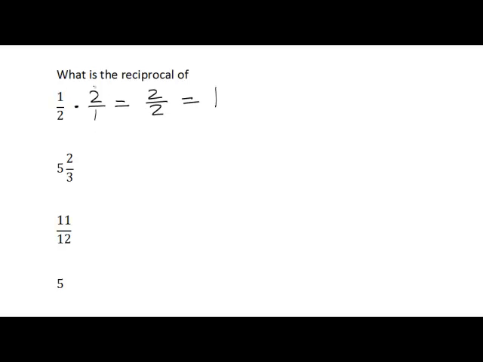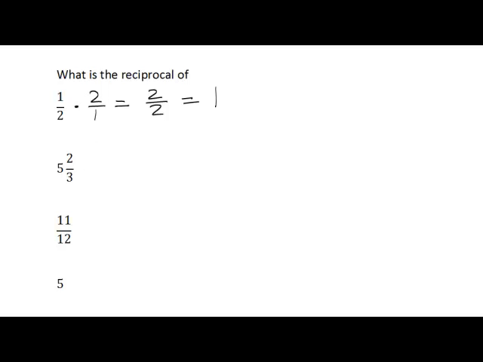But what do we notice about these numbers? 1 over 2 and 2 over 1. When we find the reciprocal, we're actually inverting this, aren't we? We're flipping it over so that my denominator becomes my numerator and my numerator becomes my denominator. That is a way of looking at finding the reciprocal.